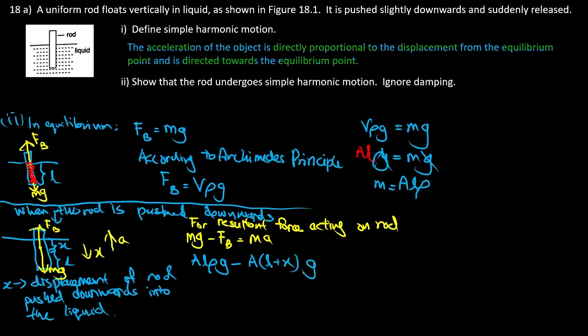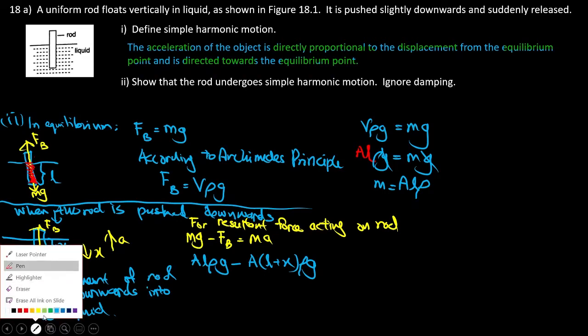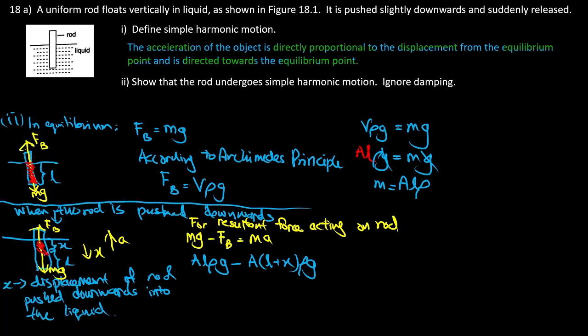Why? Because your V now is the volume displaced by the object, which is here. This volume. So how do you calculate this volume? So this volume is equivalent to V is equal to A times L plus X. So substitute inside, you will get this equation, and then this one will become MA.